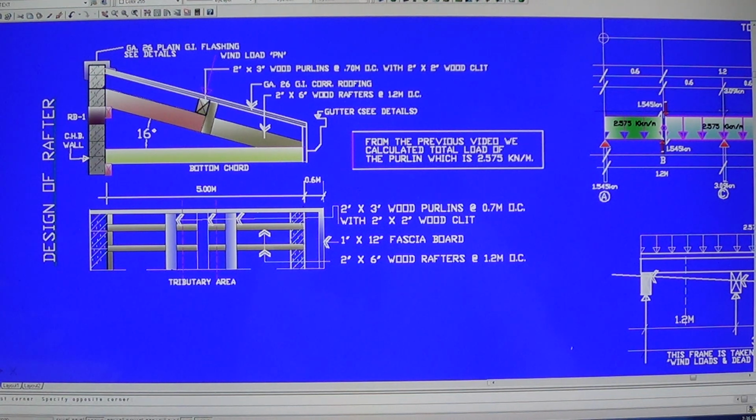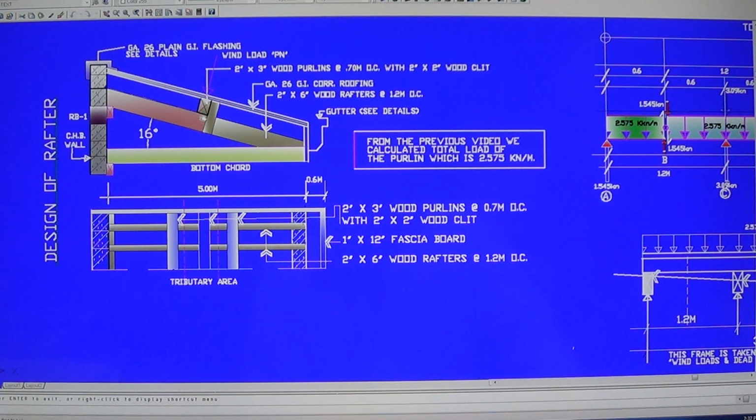We designed, we completed the purlin. Now we're going to design the rafter. And after the rafter is connected to the bottom chord by installing the vertical and diagonal structural members for the truss, it will become like one truss. Alright, so we designed it step by step. We did the purlin, now we're going to do the rafter.